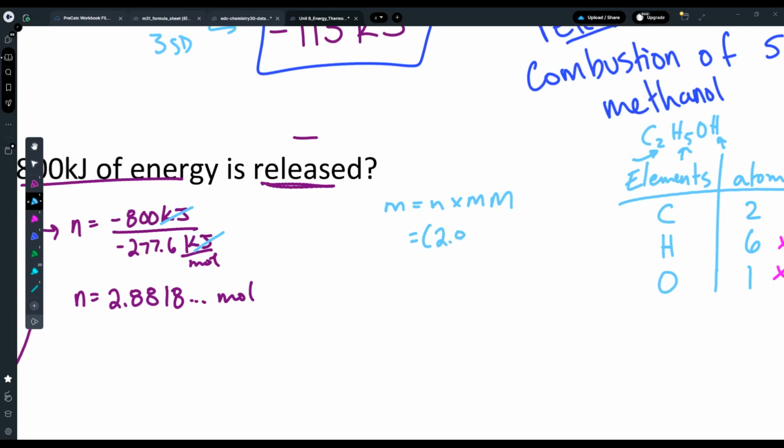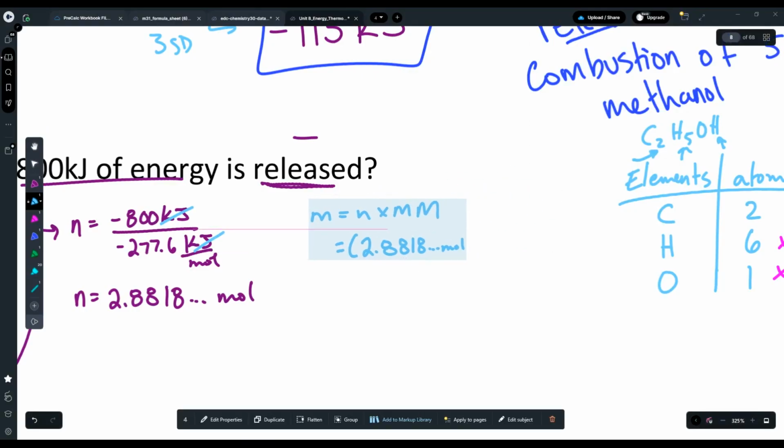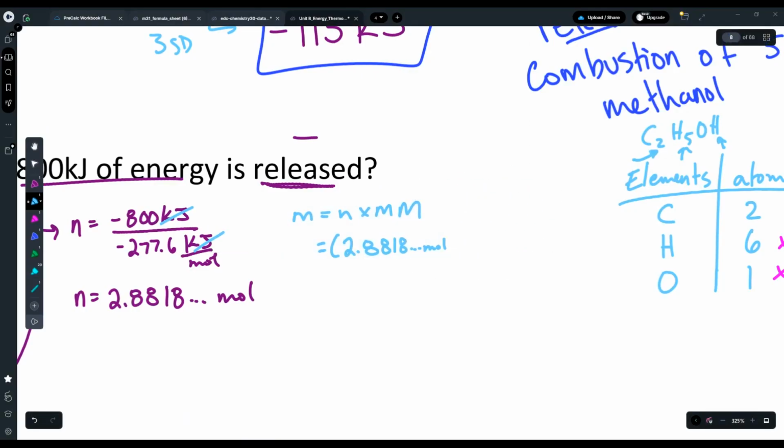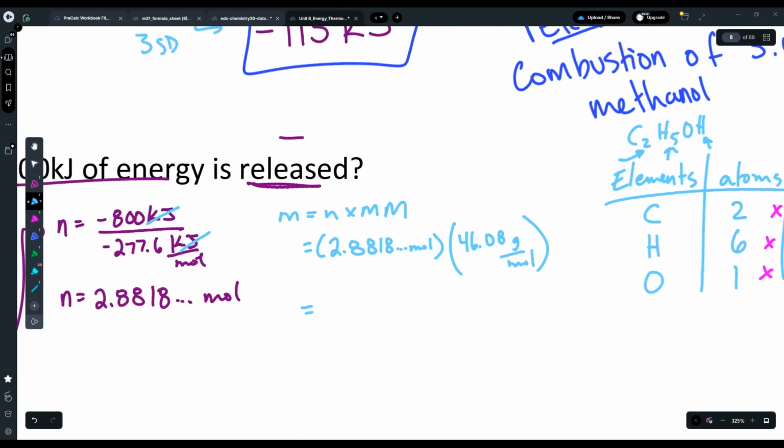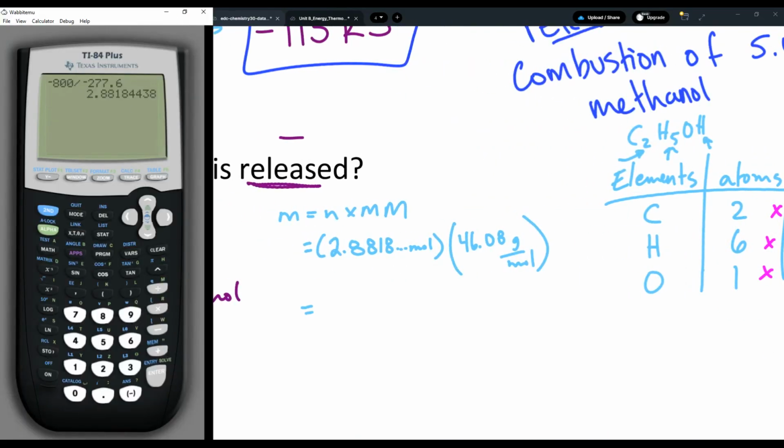So let's use this number of moles that we just got. Moles, I'm going to have to scooch this over here. Times 46.08 grams per mole. And now we can just multiply the two.